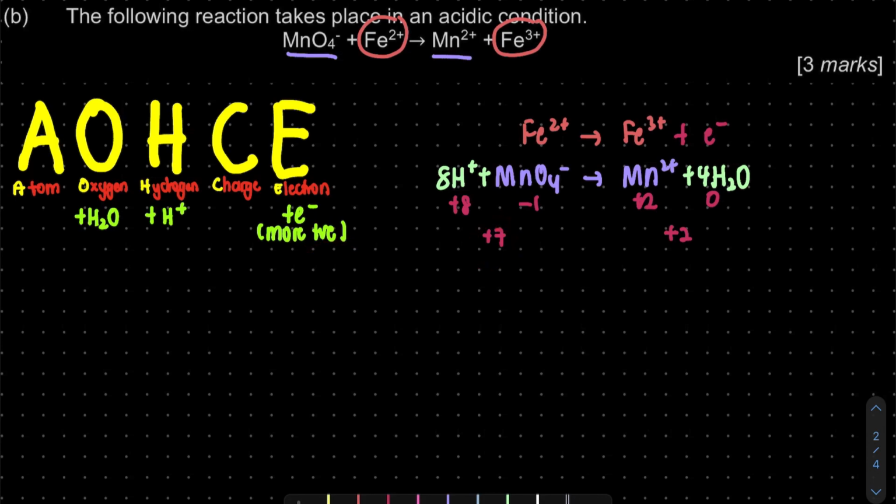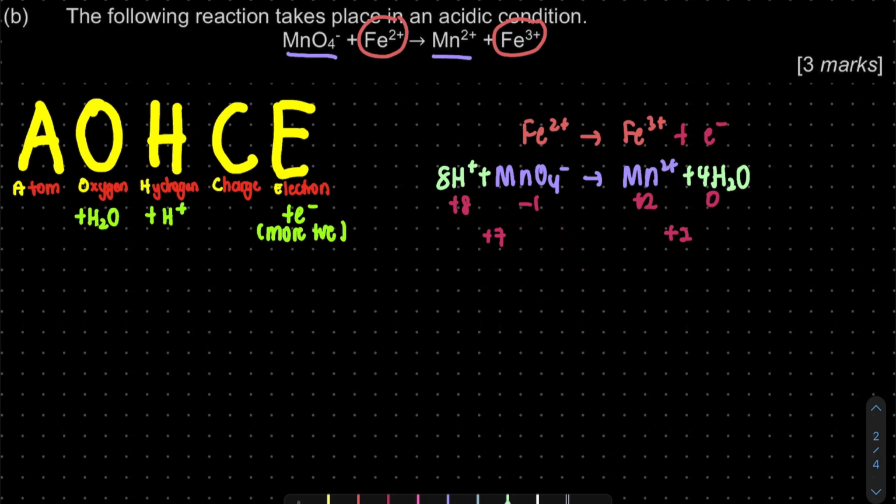So why are we going to add electrons? Because we want to make sure the values will be the same. Since the electron is a negative value, it's as if we subtract the value. So how do we change from positive 7 to positive 2? We're going to subtract 5. Since an electron is negative 1, we're going to add 5 electrons.